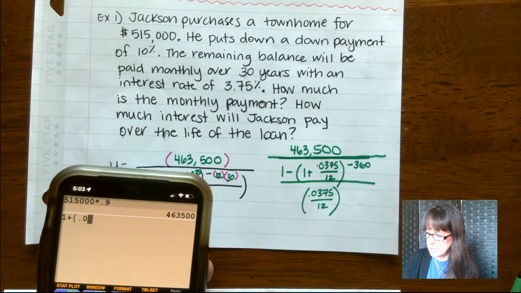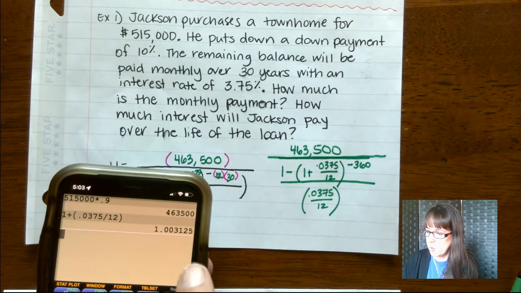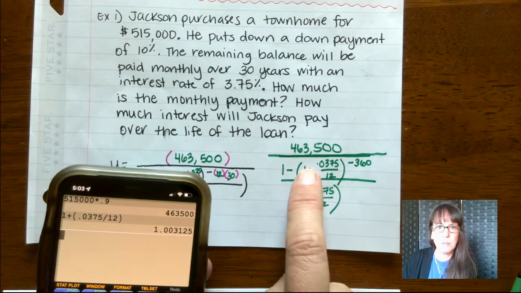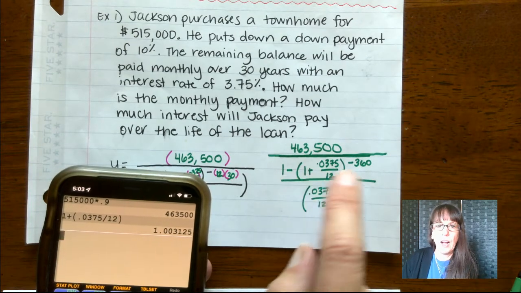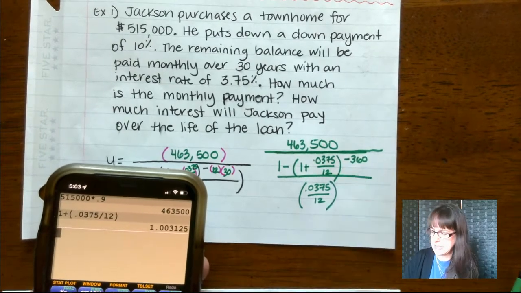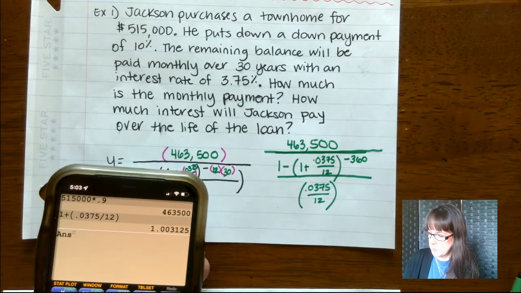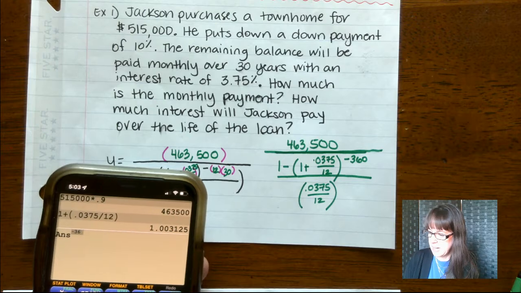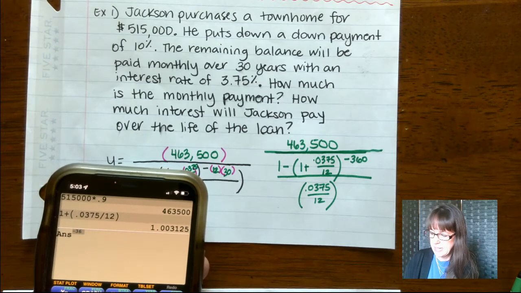So if we say 0.0375 divided by 12, gives us this. Okay, 1.03125. That's this number right here. Now, I want to take that number and put it to the negative 360 exponent. I had to think of words there. So I just hit answer, or I hit enter to the negative 360, and I get this big number.